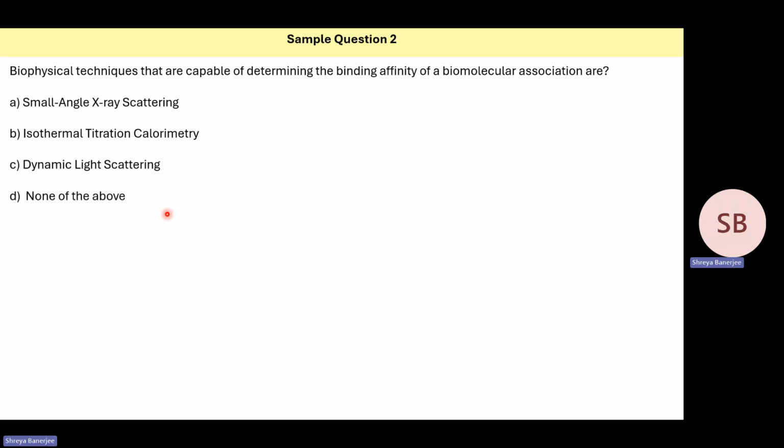Then you have a question: biophysical techniques that are capable of determining the binding affinity of a biomolecular association are what? So we know that X-ray scattering will give you an idea of the structure. It will not tell you about the binding affinity. Similarly, in dynamic light scattering, when light is scattering from a free protein and light is scattering from a protein ligand complex, the angle of scattering is different. So you will know whether it's a free protein or a protein ligand complex based on the size. But it will not give you an idea about the binding affinity. It will only tell you whether that binding is happening or not. So the correct answer is B, that is isothermal titration calorimetry.